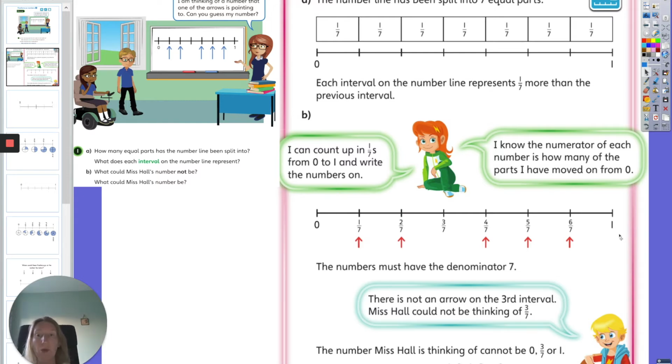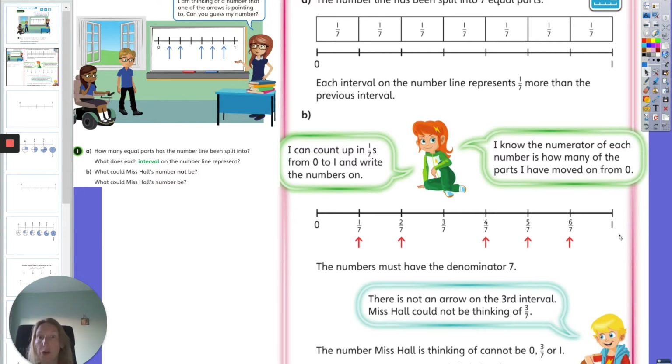And then we were asked, what could Miss Hall's number not be? And remember, she was just looking at those blue arrows. So she didn't look at 0, because there's no blue arrow against that, or 1. And she didn't look at the third interval, 3/7. So we know that Miss Hall could not be thinking of 0, 3/7, or 1.